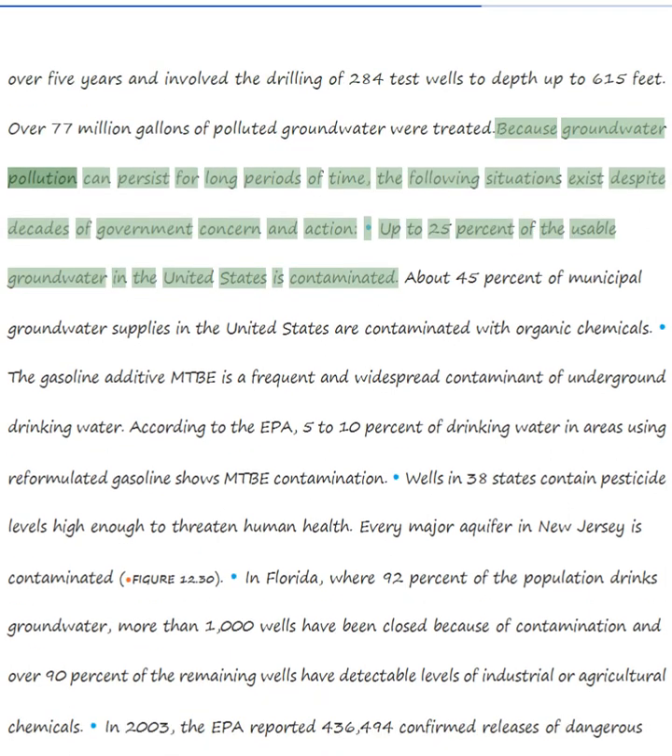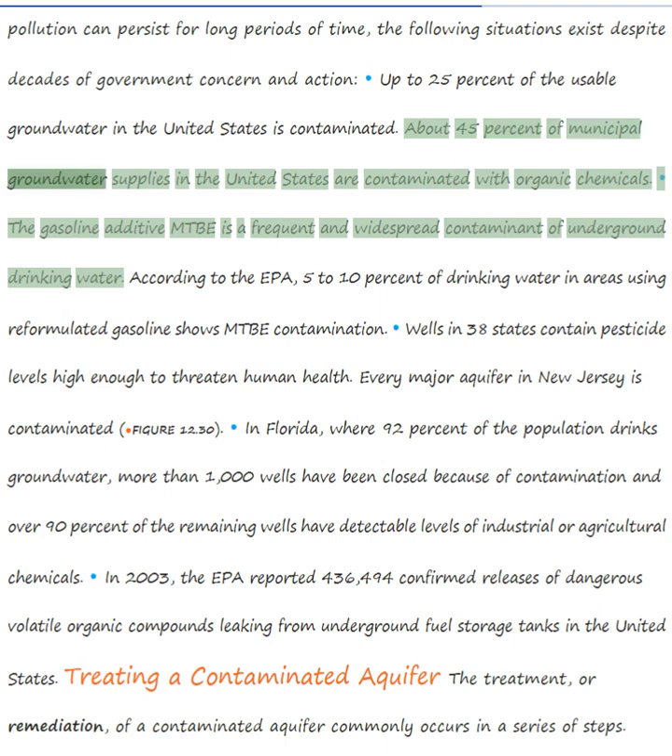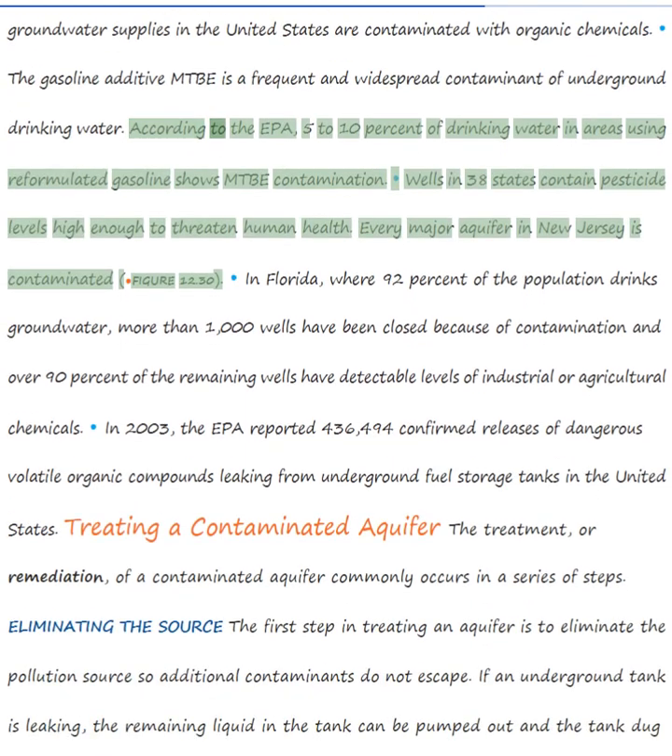Because groundwater pollution can persist for long periods of time, the following situations exist despite decades of government concern and action. Up to 25% of the usable groundwater in the United States is contaminated. About 45% of municipal groundwater supplies in the United States are contaminated with organic chemicals. The gasoline additive MTBE is a frequent and widespread contaminant of underground drinking water. According to the EPA, 5 to 10% of drinking water in areas using reformulated gasoline shows MTBE contamination.